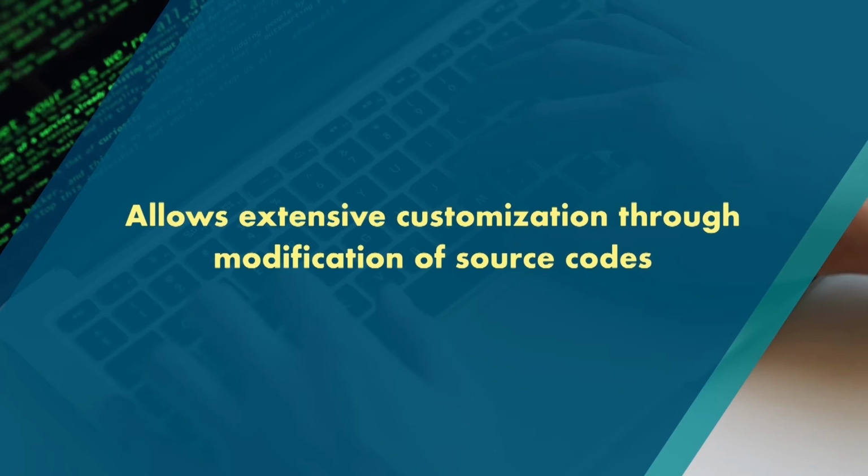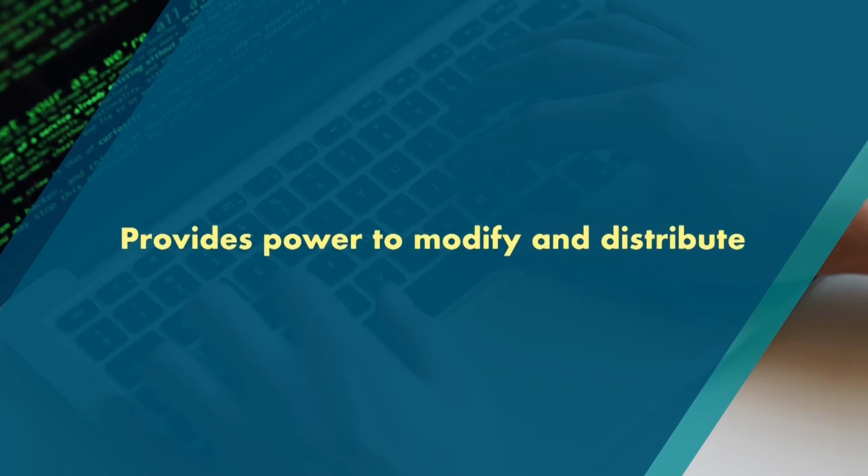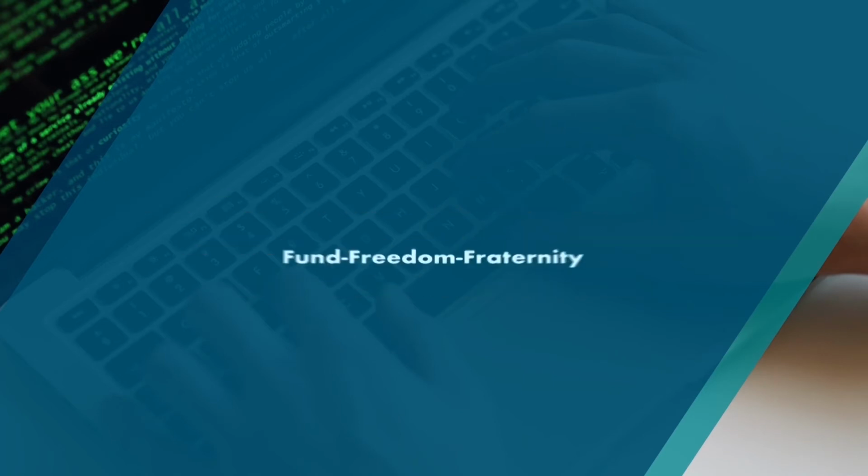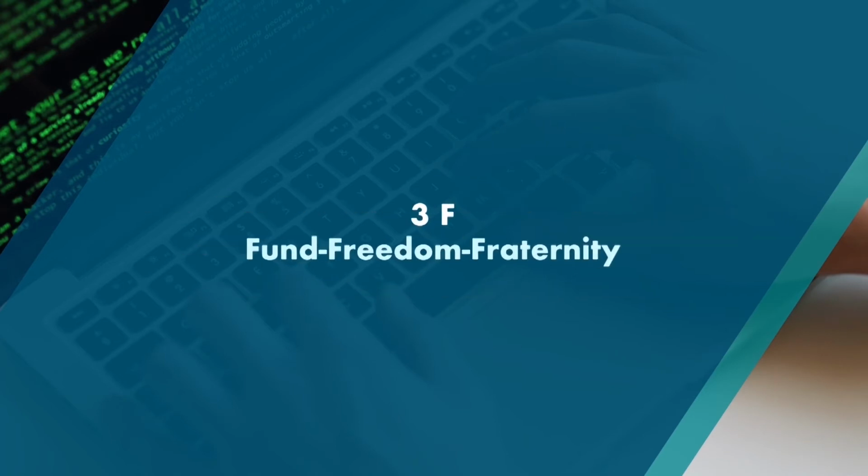So if I need to change something in the workflow, I can change it, I can use it, and the changed part of that particular software, or patch, I can donate back to the open source community, so that in the next version or next release it can be incorporated. So it provides the power to modify and redistribute, and it is associated with freedom to access, freedom to view, freedom to write, freedom to modify, freedom to distribute. So finally at the library end, we can achieve 3F: fun, freedom and fraternity.